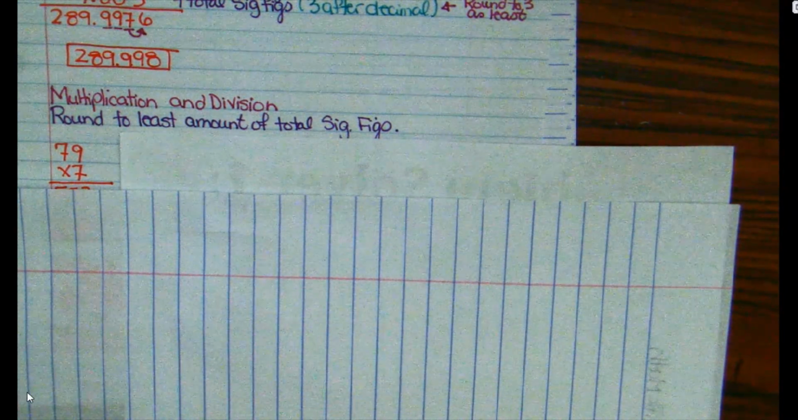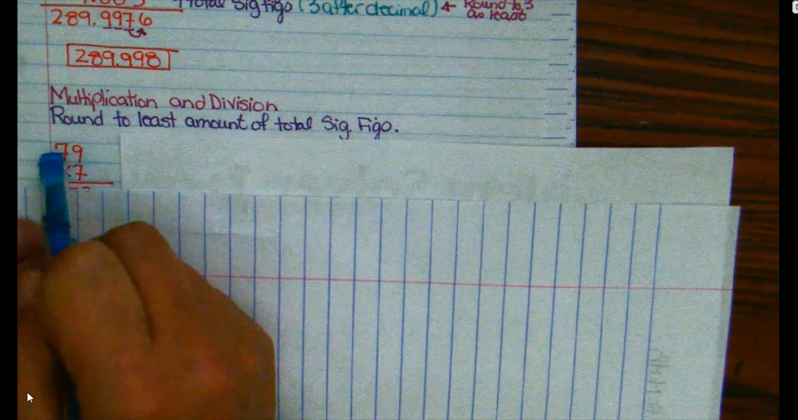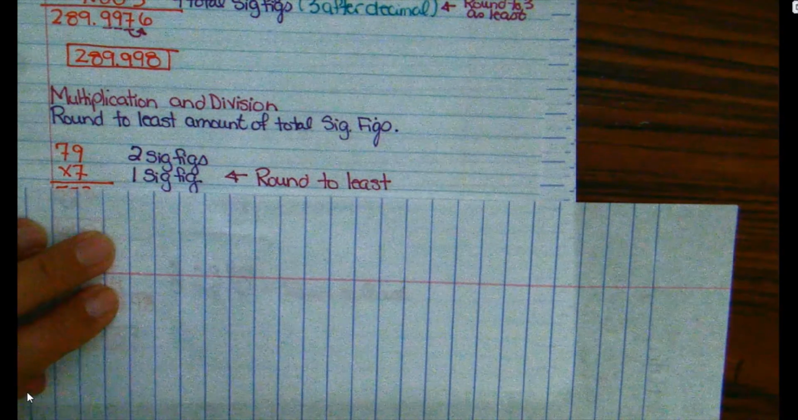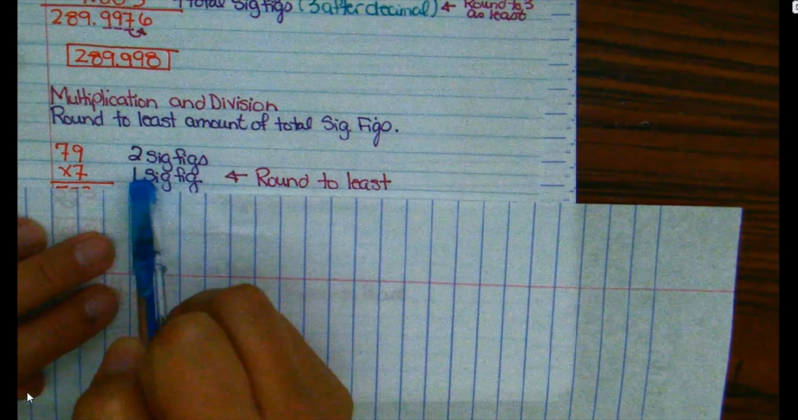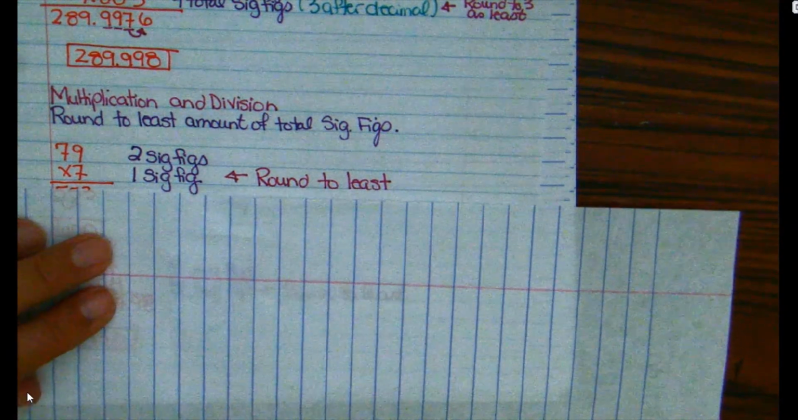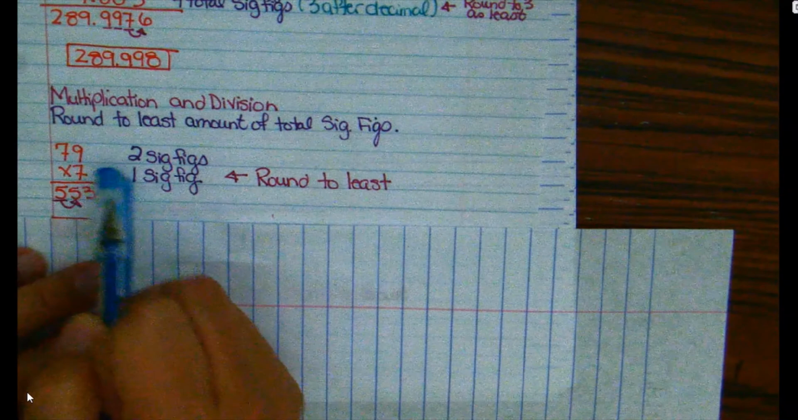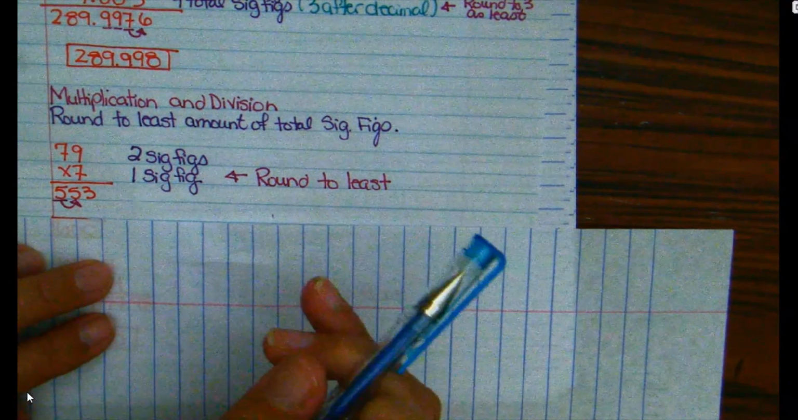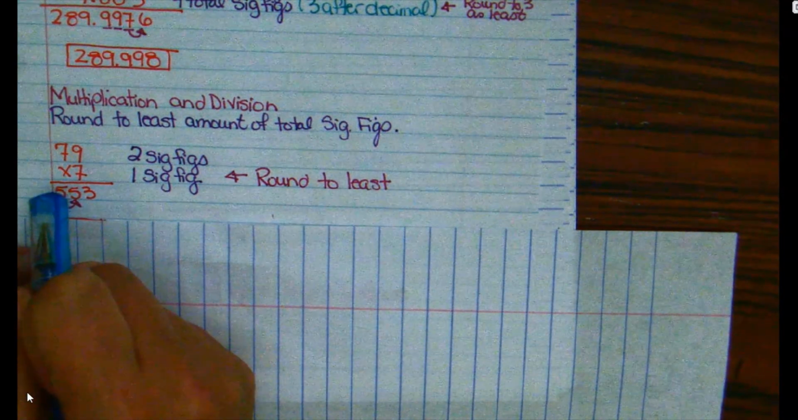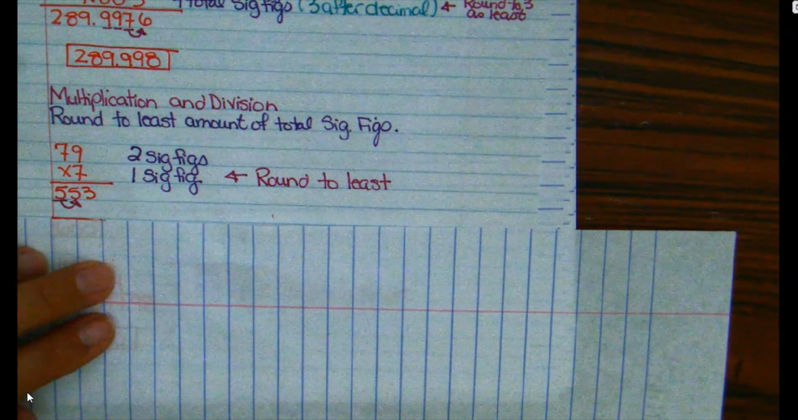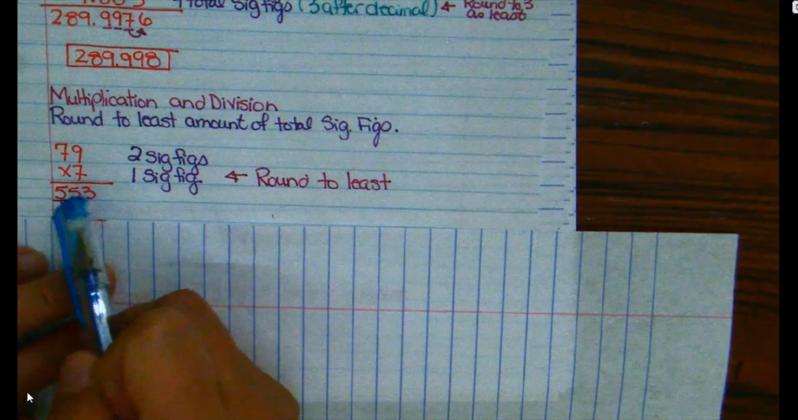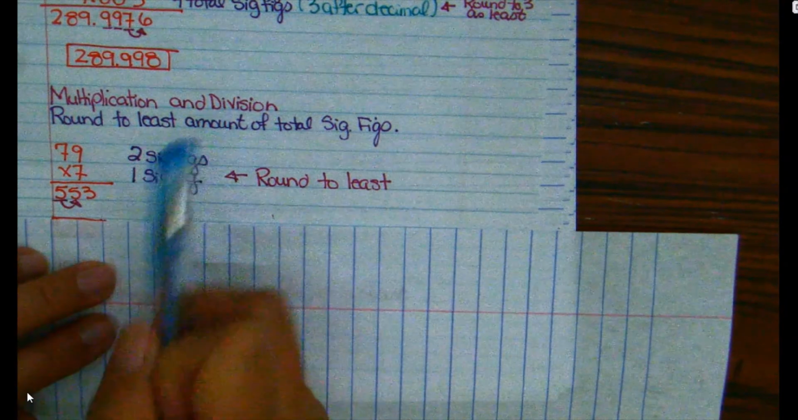So let's count total sig figs. For 79, it's 2 sig figs, and for 7, it is 1 sig fig. So we have to round to the least, so we're going to round to 1 sig fig. So the total amount is 553, but we're rounding to 1 sig fig. So you're going to underline your first sig fig, which is 5, and then you're going to look over to see if you're rounding it up to 6 or leaving it as a 5. It says you're rounding it up to 6 because 5 or higher rounds up.